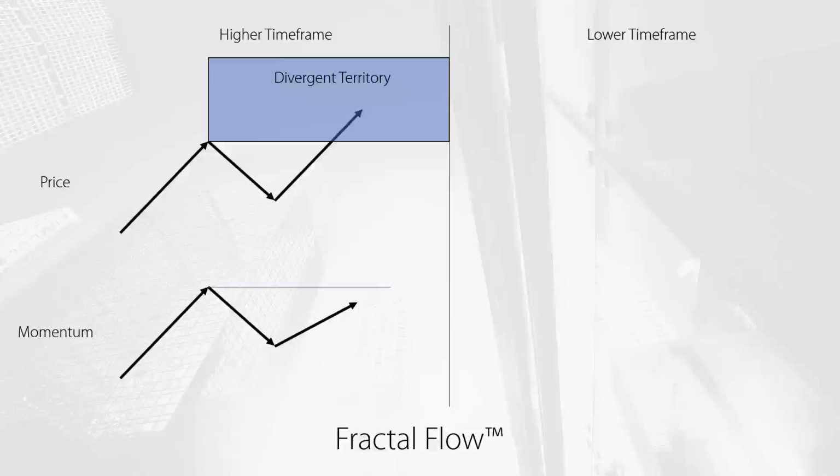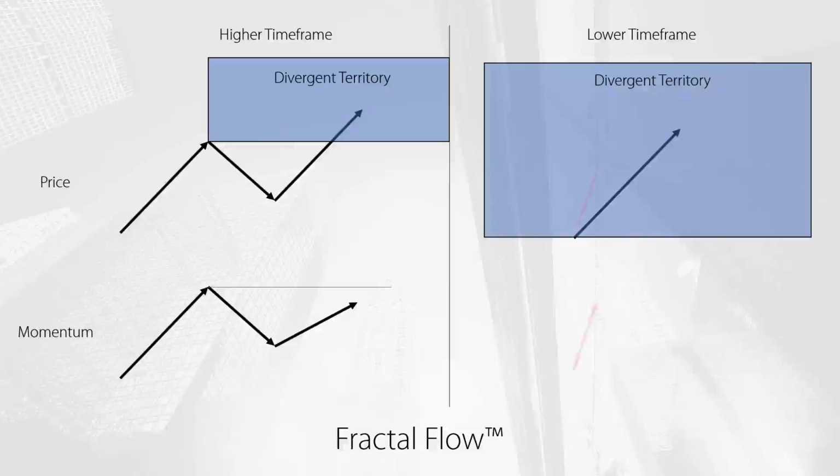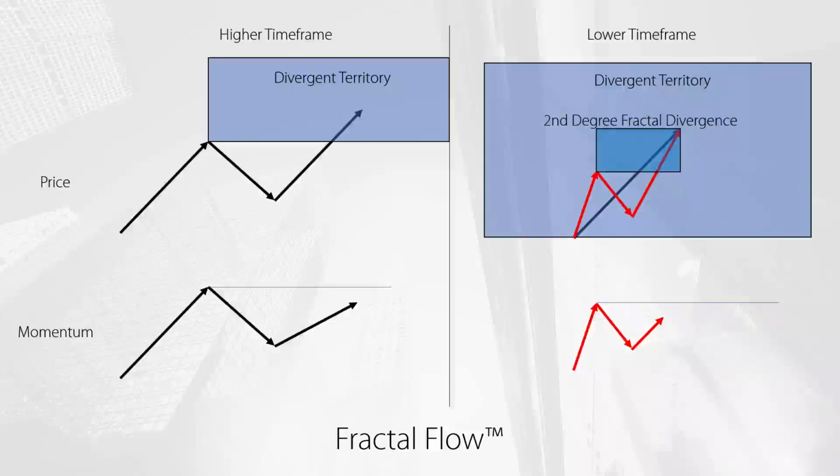At this point, we can go to a lower timeframe to find another simple divergence happening within the already divergent price territory. When we find a simple reversal divergence happening inside another divergence, we call this pattern a second-degree fractal reversal divergence.